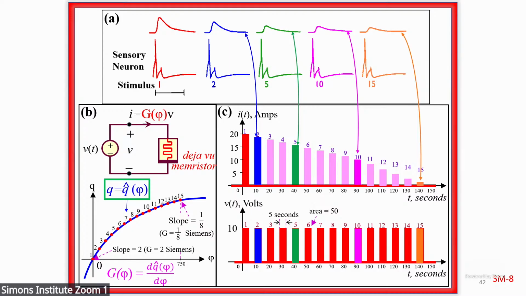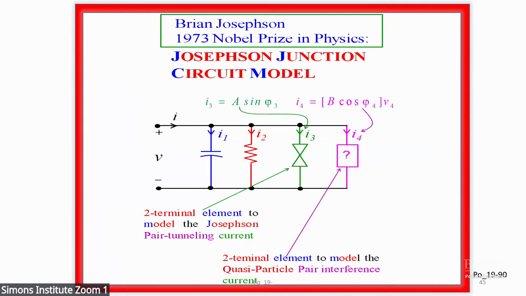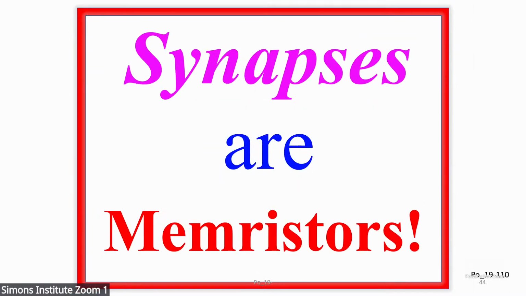So you have 15 pulses, identical, and then you measure the response, and the first one is large, and the next one keeps getting smaller and smaller, and in fact the corresponding five measured responses correspond to what you can see here. So this memristor, in other words, is exactly what the Aplysia is showing. So essentially, we just showed you that the synapses are memristors.